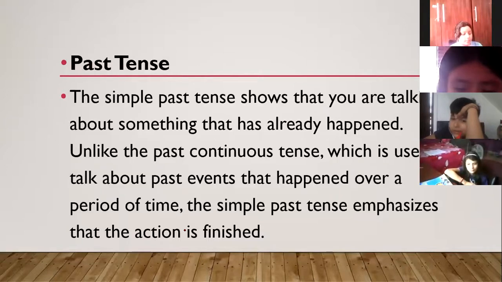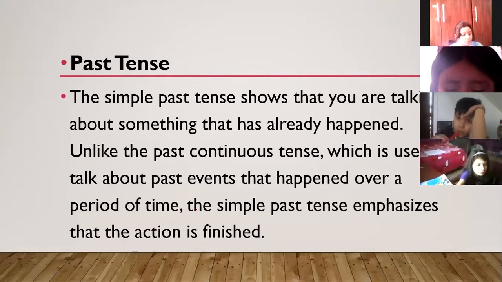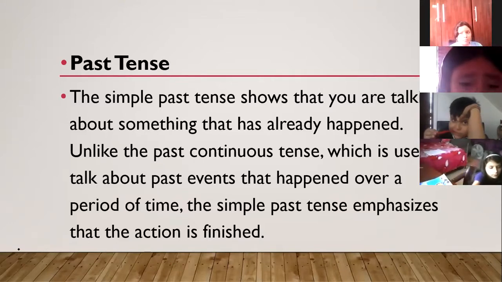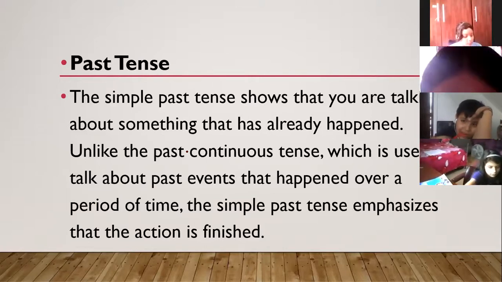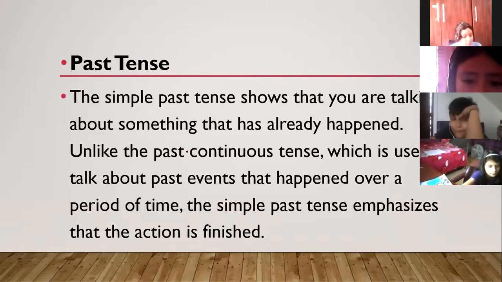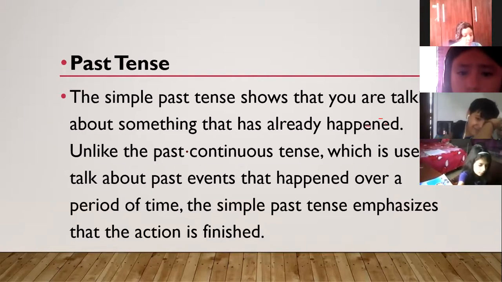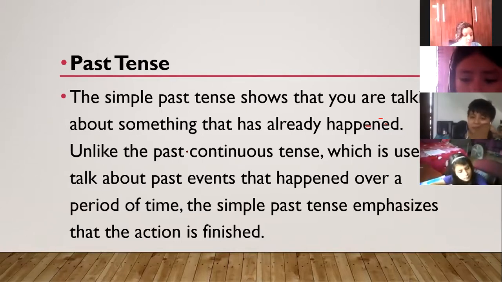Now we have past tense. You learned that in first grade. What happened with the past tense? Past tense shows that you are talking about something that has already happened, something that was in the past and happened to you. Unlike the past continuous tense, which is used to talk about past events that happen over a period of time, the simple past emphasizes that the action is finished. The action finished. For example, I took a shower.